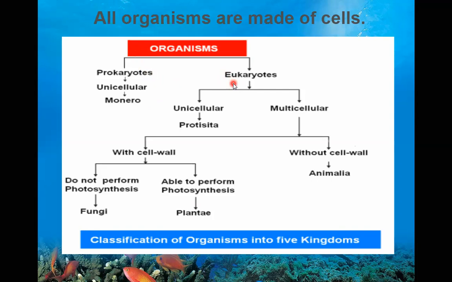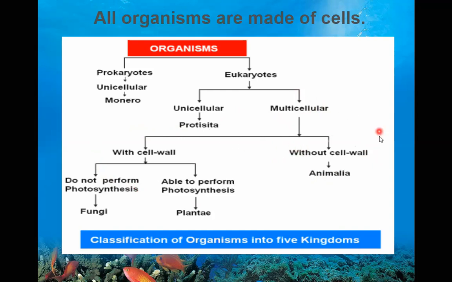The eukaryotes are further divided into unicellular organisms and multicellular organisms. The unicellular organisms include the protista. Basically, we are going to discuss prokaryotes and eukaryotes in detail in our chapter number 4, which is related to cell biology. Then the multicellular organisms are divided into the organisms which are without a cell wall and the organisms which have a cell wall.